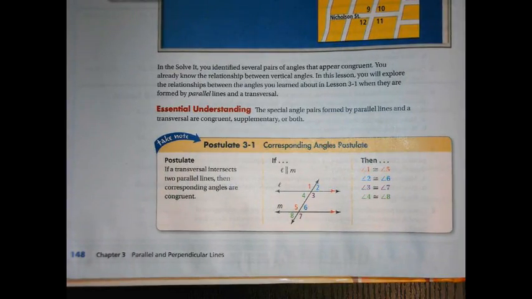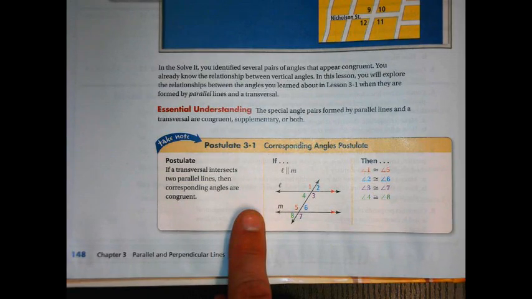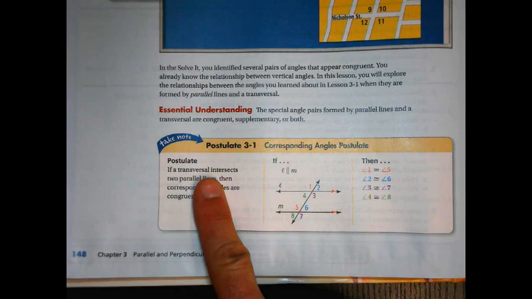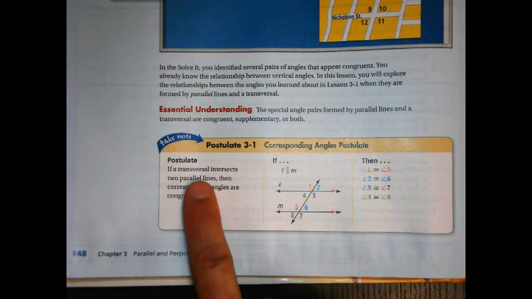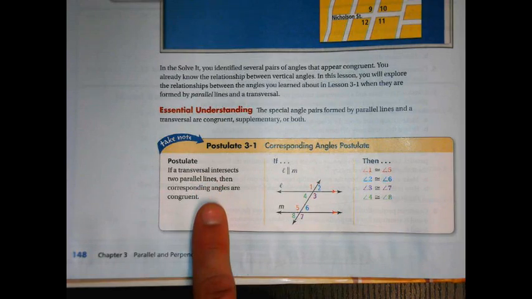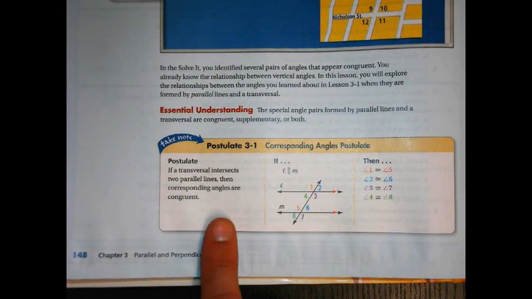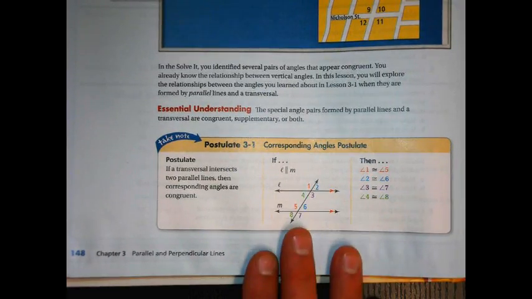If a transversal intersects two parallel lines, and that's a big if, we're going to be using this quite a bit, then corresponding angles are congruent. And this is where we're going to start this whole thing. If you take a look at this diagram here, but let's jump into an example.